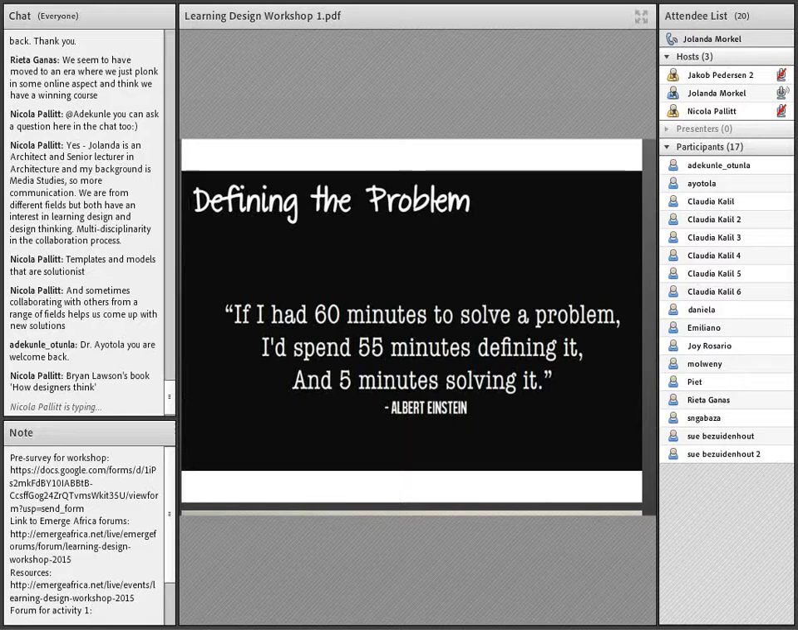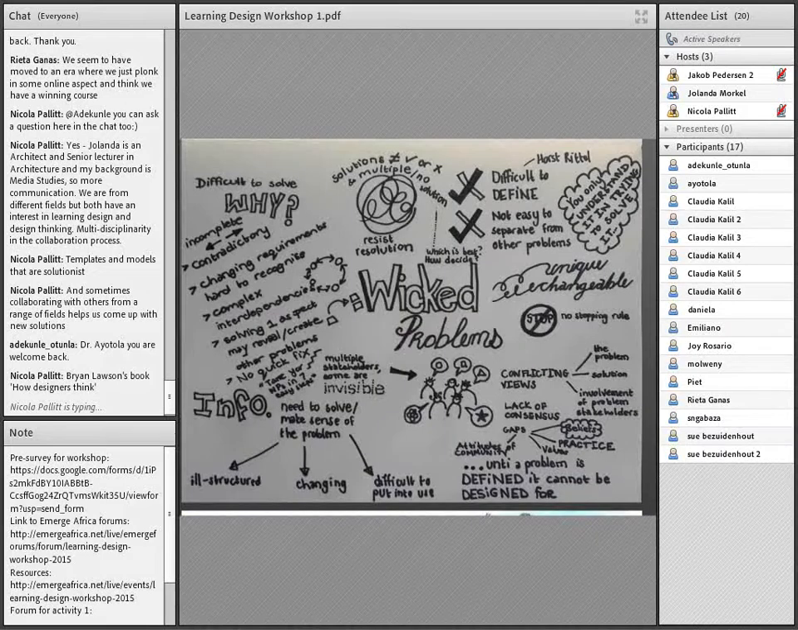Albert Einstein said, if I had 60 minutes to solve a problem, I'd spend 55 minutes defining it and 5 minutes solving it. It's also been said that by the time you so fully understand the problem, there can only be one solution to that problem. We often solve problems that are not relevant, or we formulate solutions that don't relate to the real problem. So that's why they're called wicked problems. I'm going to hand over to talk a little bit about wicked problems.